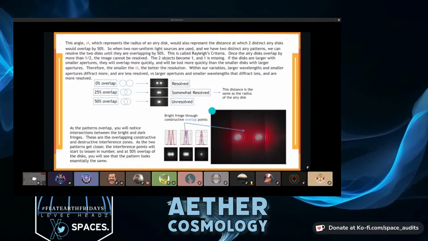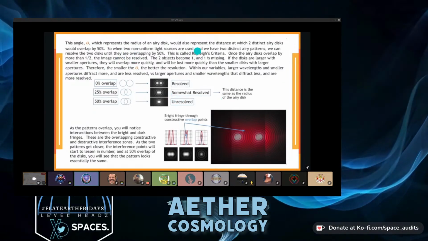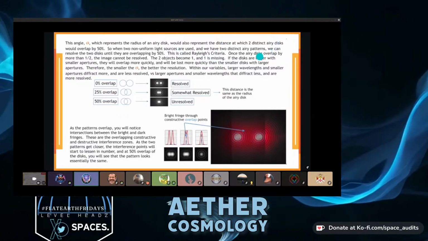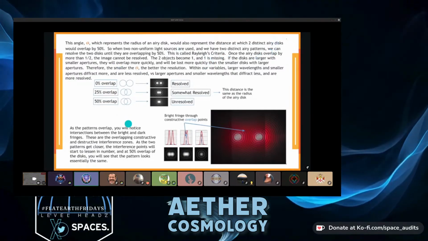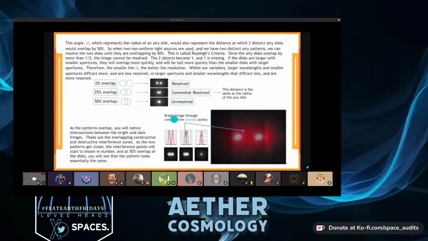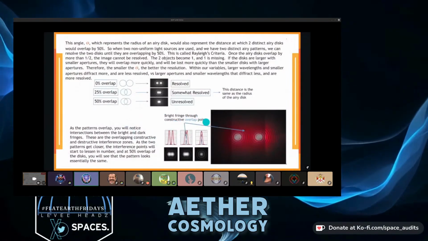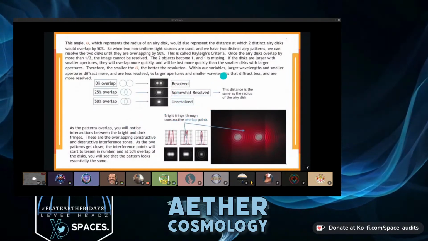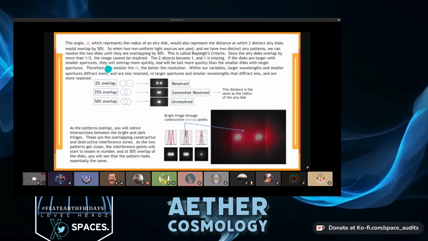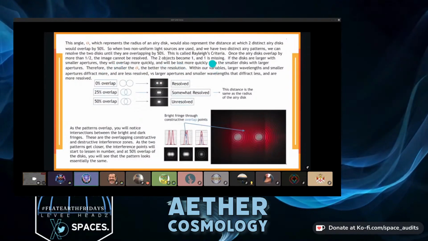So we have this angle, let's say over here, theta, right? It represents the radius of an Airy disk, and it also represents the distance at which two Airy disks would overlap. So not only does it tell you the limit at which you can resolve things, it tells you the rate at which two things become unresolvable as one. Once they overlap by more than half, then they can't be resolved at all. The two objects become one.